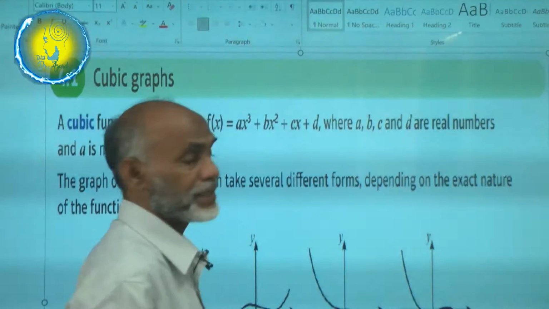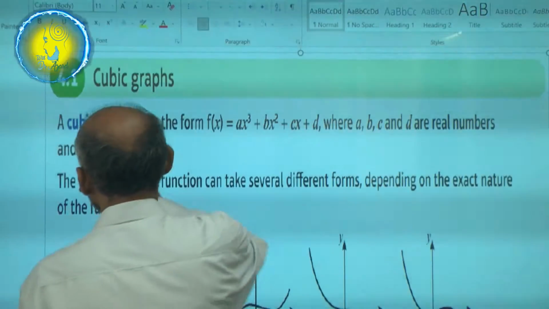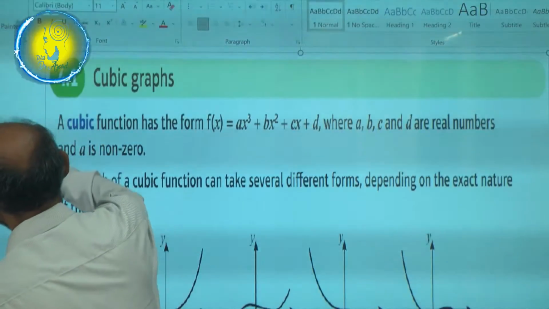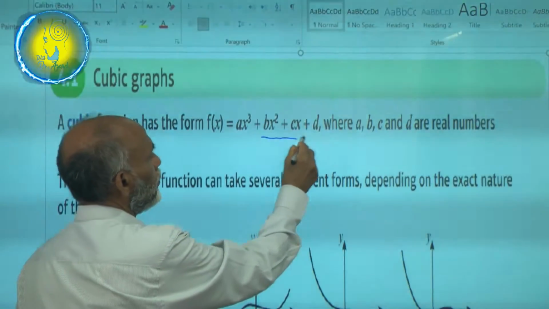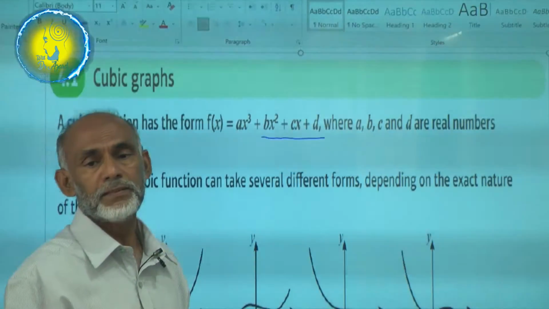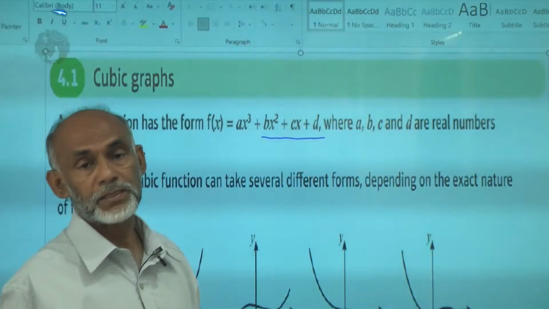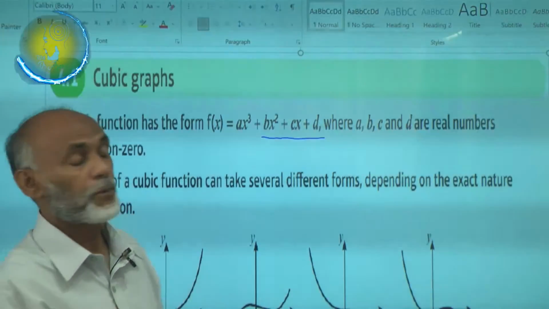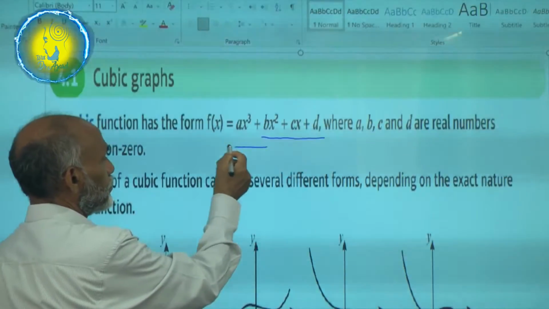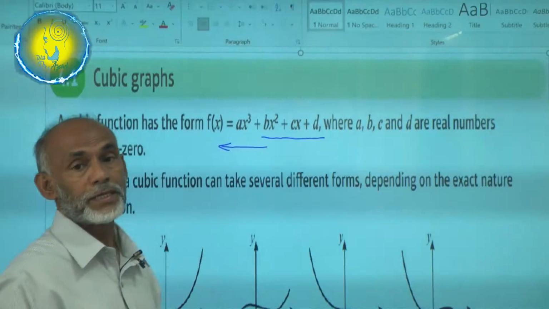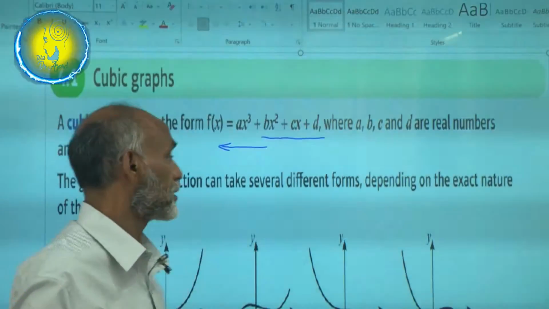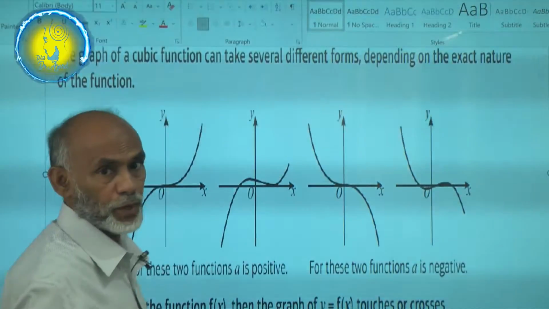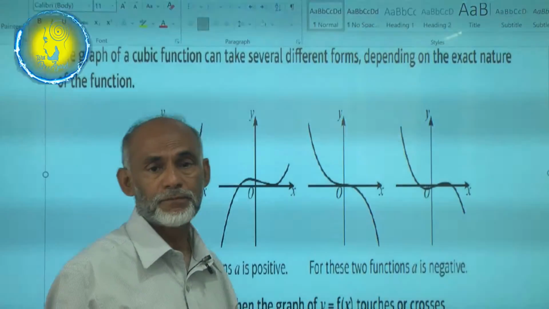The polynomial pattern changes. In the quadratic graph, we only went up to ax squared plus bx plus c. Today our polynomial pattern has increased such that we are going to x cubed. The characteristic of the curve differs. You can see these 4 different patterns of curves.